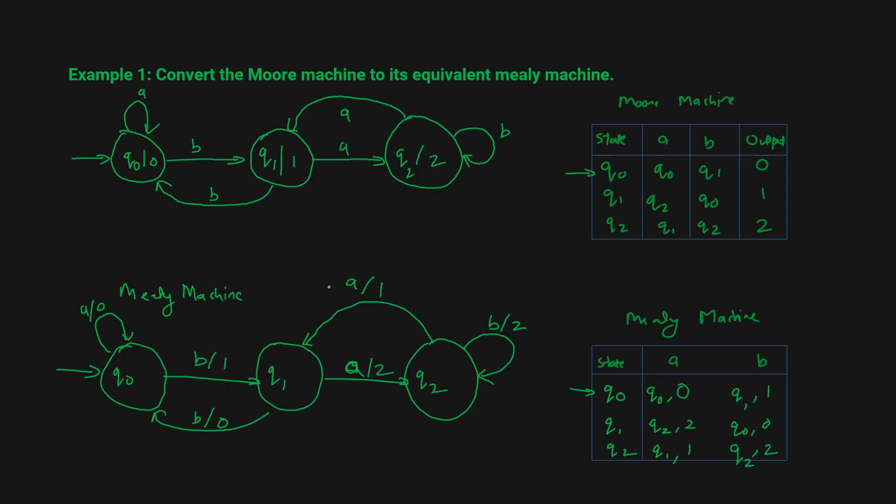So this is how we convert a Moore machine. If you are given the transition table, you can construct the Moore machine first, then construct an equivalent Mealy machine from it, and then form the transition table. So I hope you got this concept.